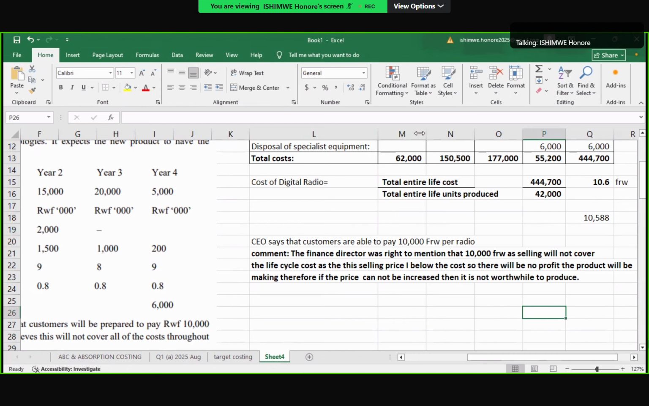So what should be done? As our conclusion, we say that the finance director was right to comment that this will not cover the whole life cycle, because the correct life cycle cost is 10.5. So they should try to convince the customers to increase the price. You cannot say it is 11,000 because there's no basis, but you should give them the room to increase their prices so that it can cover even this cost.